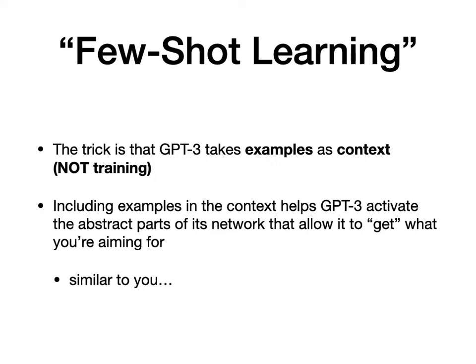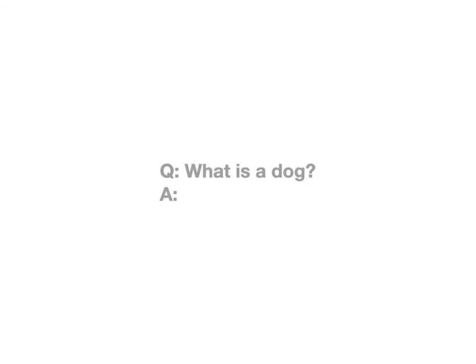Few-shot learning is this trick that GPT-3 is doing, where it takes these examples as context. It is not training based on the examples provided to it. Remember, the training is expensive and it's done. What makes this thing so flexible and powerful is that when you give it examples, it draws from the right areas of its network. It helps it activate the abstract parts of its network that allow it to, quote, get what you're aiming for, similar to you. For example, what if I said this? What is a dog?